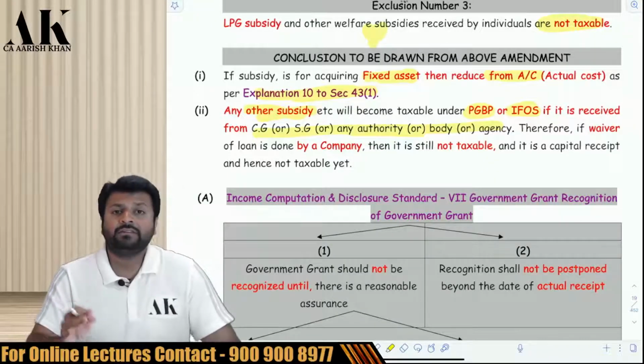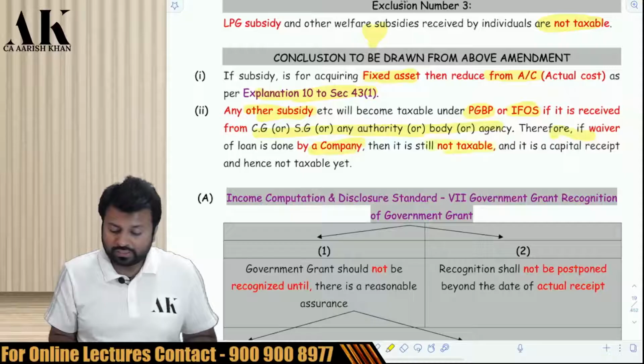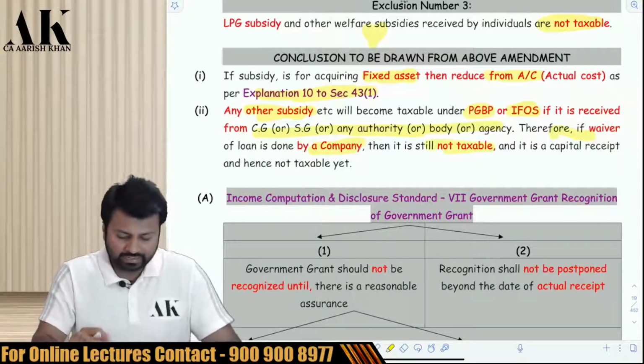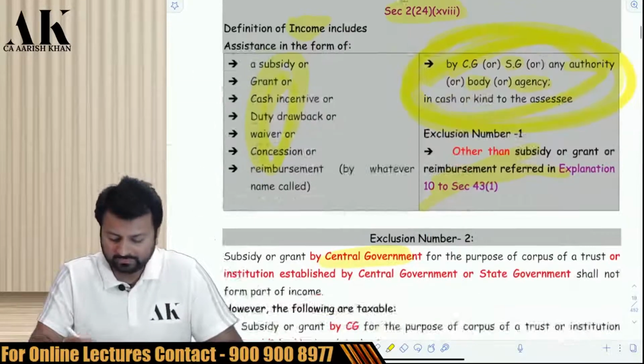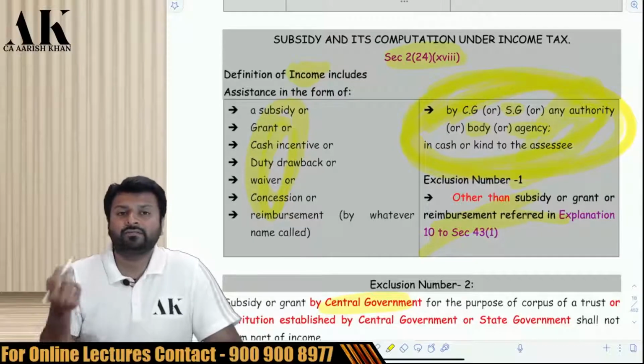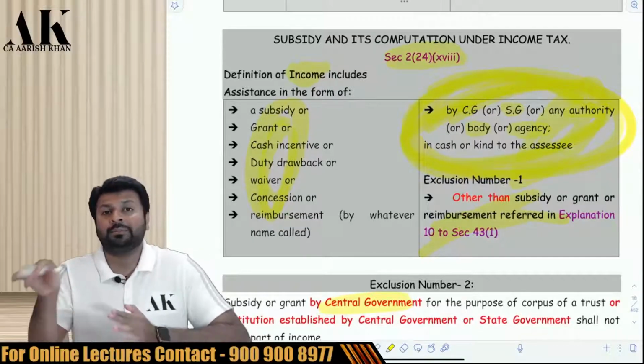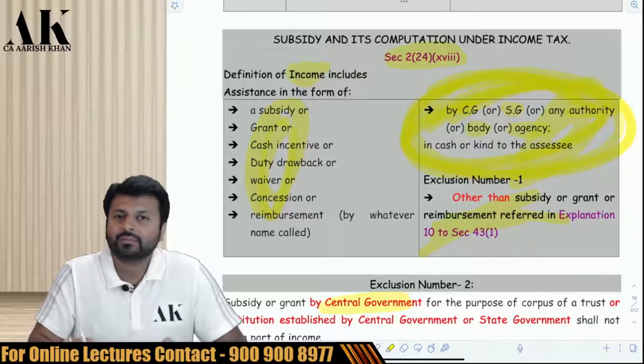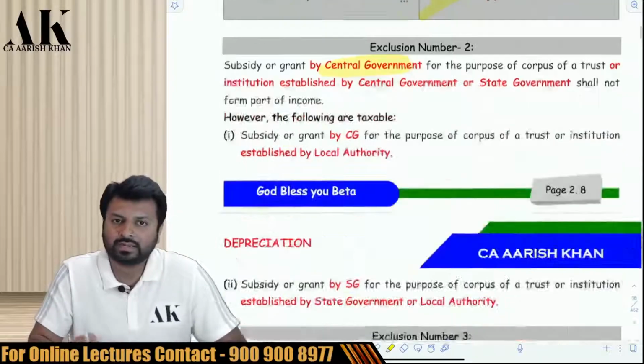Yeah. Next, if a waiver is done by a company, as I've told you, then it is not taxable because it's a capital receipt and it is not covered over here. If the government puts over here a company, firm, AOP, BOI, or rather a person, which will include all of them, then that will also be taxable. Then let's wait for that. As of now, it is not taxable.